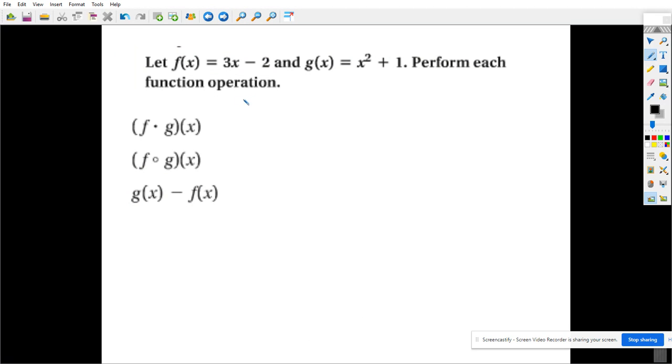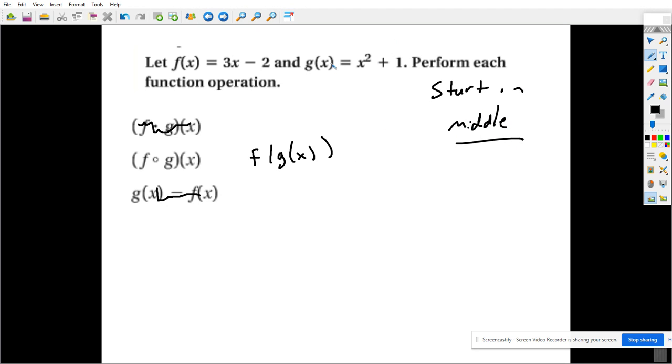Okay, so let's take a look at a problem here. We're going to scratch that one and scratch this one, but we're going to do this. This does not say f times g of x. This says f of g of x, okay? So what we're going to do is start in the middle. What does that mean? That means I'm going to put in f of, what does g of x equal? G of x is not equal to a number here. It's equal to an equation. So I'm going to put in what g of x is.